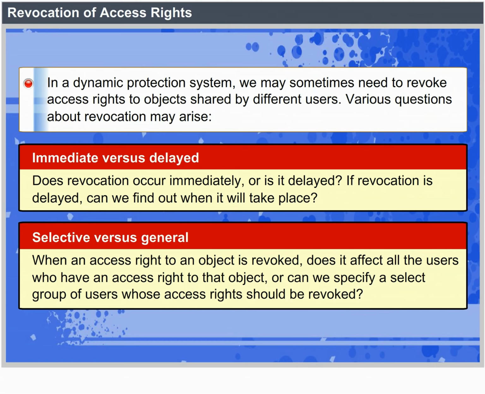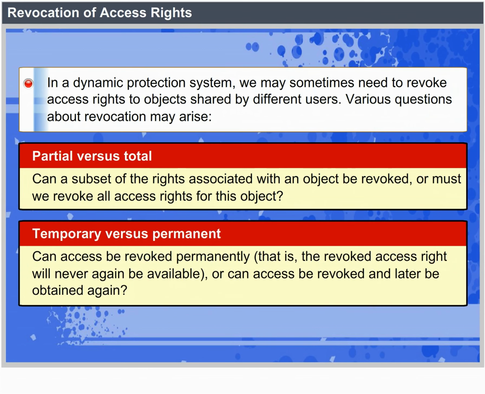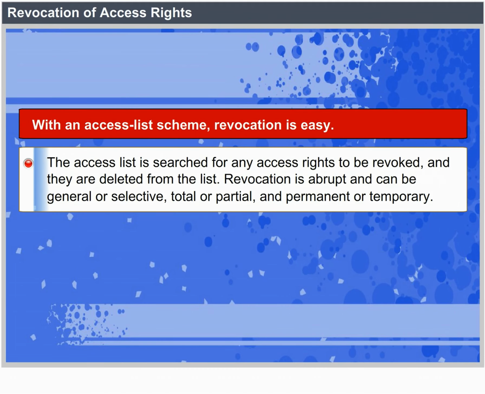Partial versus total: can a subset of the rights associated with an object be revoked, or must we revoke all access rights for this object? Temporary versus permanent: can access be revoked permanently, that is, the revoked access right will never again be available, or can access be revoked and later be obtained again? With an access list scheme, revocation is easy. The access list is searched for any access rights to be revoked and they are deleted from the list. Revocation is immediate and can be general or selective, total or partial, and permanent or temporary.